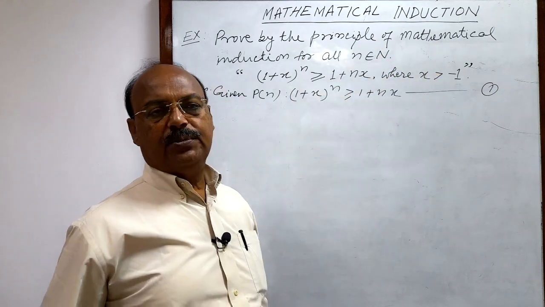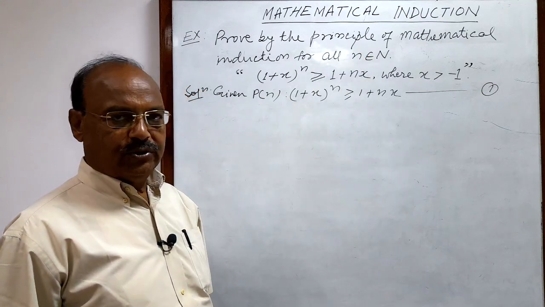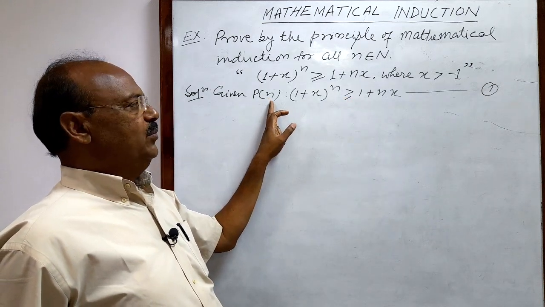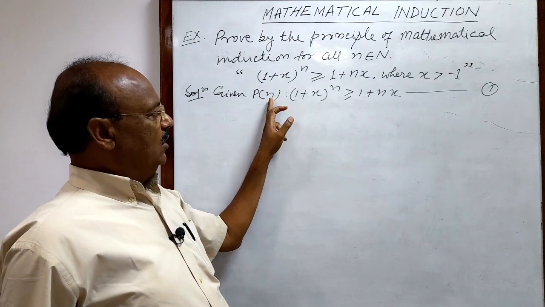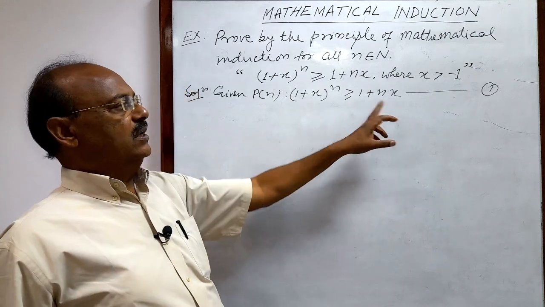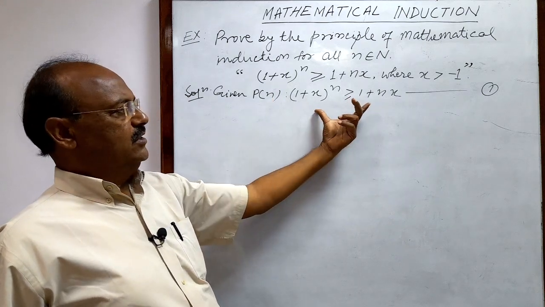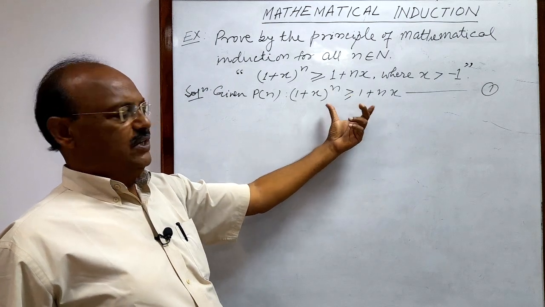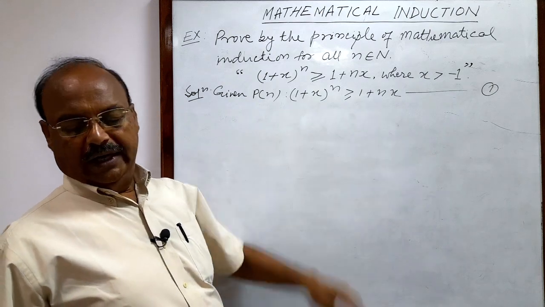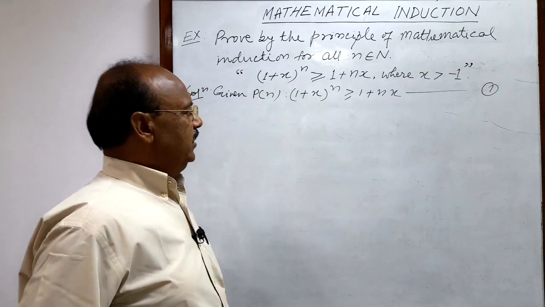We have to take 3 steps for the principle of mathematical induction. First step, we have to show that P1 is true. How will we get P1? By putting n equal to 1. Second step, we have to assume that Pr is true, when we put n equal to some natural number r. And third step, we have to show that Pr plus 1 is true. So let us start.